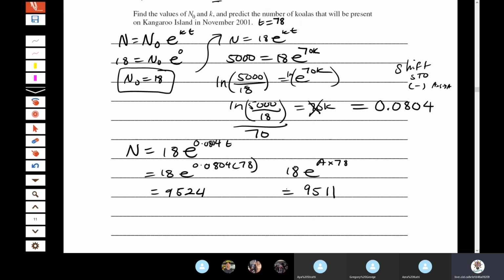Fair enough. 18 e to the power of A times... Yep, that's right. Well, 9512 actually when you round. So look what difference that makes: 12 kangaroos difference. So you can't use a rounded answer.